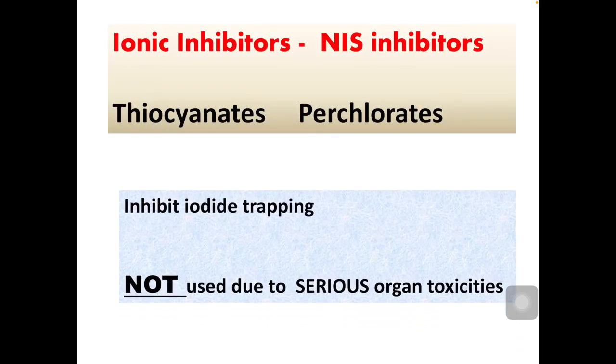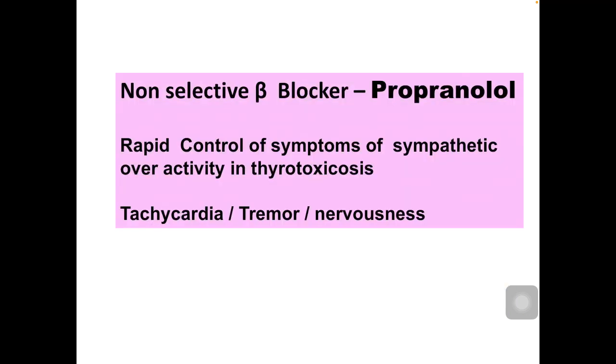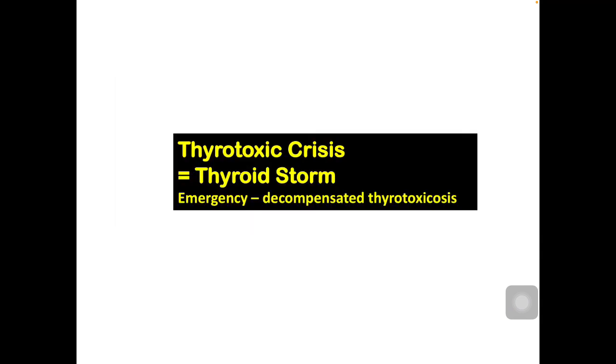Ionic inhibitors, that is those that inhibit the sodium iodide symporter, thiocyanate and perchlorate, are not used because of serious organ toxicity. One more drug which we use in thyrotoxicosis is the beta blocker propranolol. It does not have a direct effect on the thyroid gland, its hormones or its synthesis. But the beta blocker controls the cardiac symptoms associated with hyperthyroidism. So there is rapid control of symptoms of sympathetic overactivity in thyrotoxicosis. Tremors, tachycardia and nervousness, all these three things are gone.